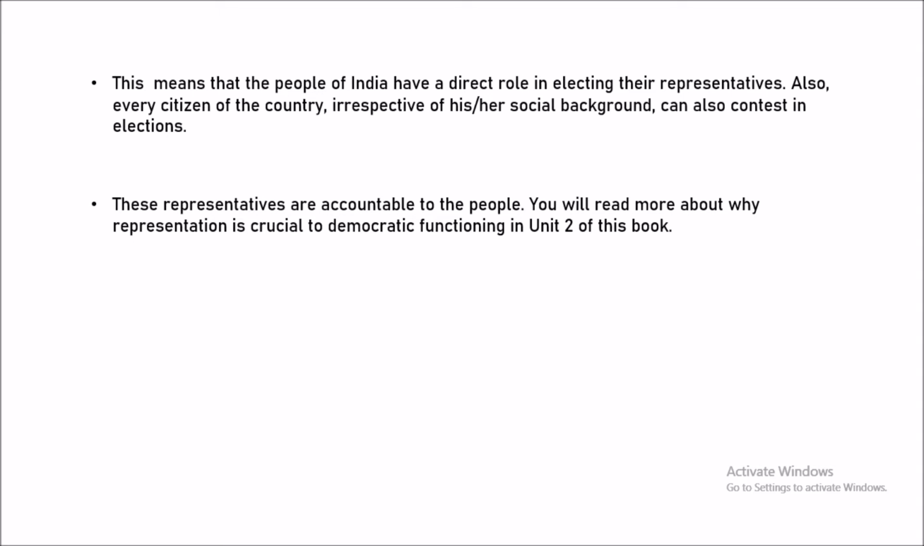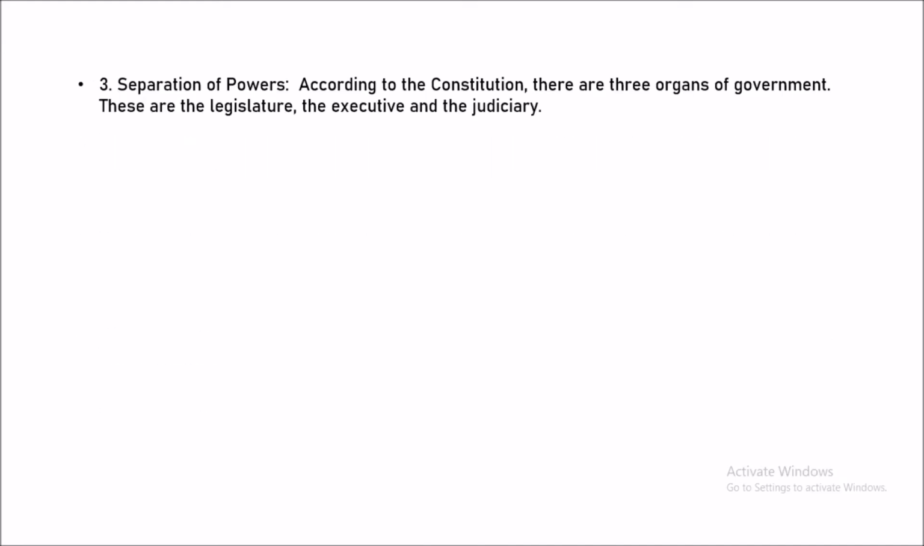Next, the separation of powers. When we have different levels of government, we need to have clarity on which areas will be governed by whom. According to the Constitution, the third aspect or the key feature is separation of powers. There are three organs of government. Those are legislature, executive, and judiciary.